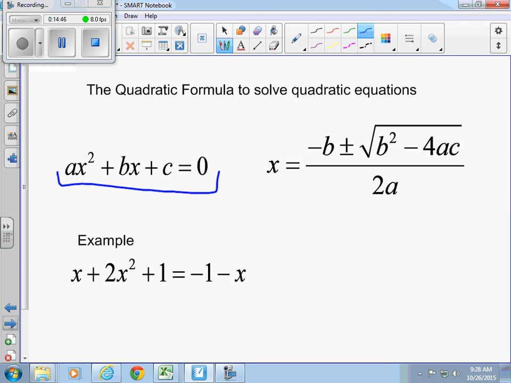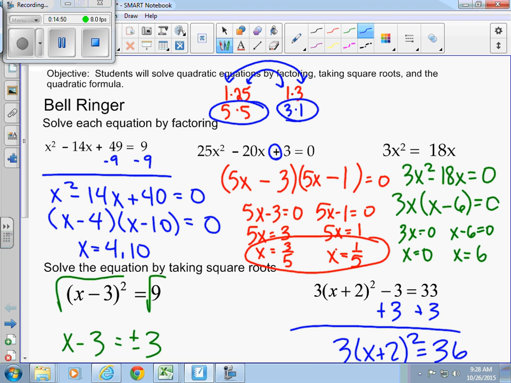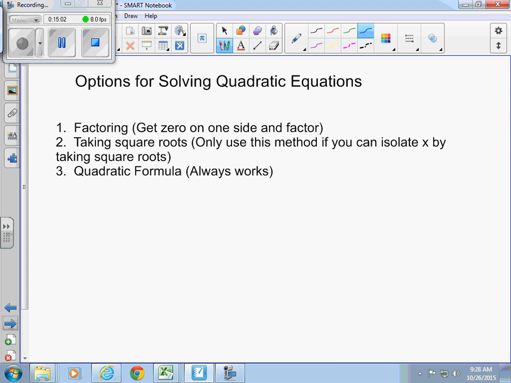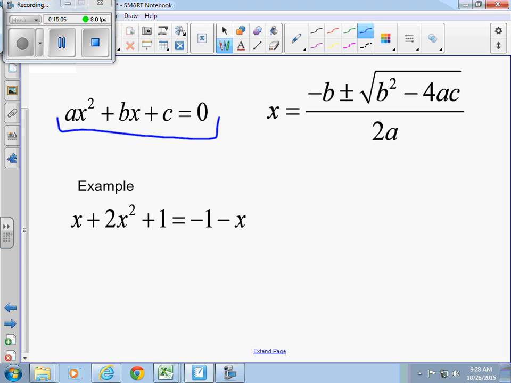You know how on the first one up here by factoring we got 4 and 10. It would give you the 4 and the 10. It would give you the 3/5 and the 1/5. It would give you the 0 and the 6. It would give you any of these answers we got in this method. But the thing is it can do things that factoring can't. Have you ever come to a problem that doesn't factor?